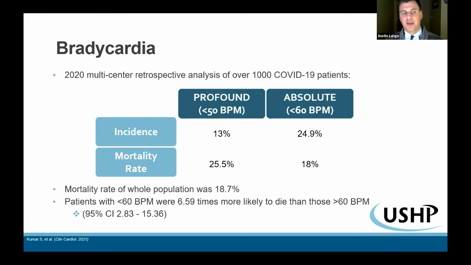But in general, patients who had a heart rate less than 60 were about 7 times more likely to die than those who had a heart rate greater than 60. And this just speaks to the heart's ability to pump and perfuse the vital organs we have in our body. So if a patient is bradycardic persistently, it's important that we try to address that, as they have an increased risk of dying, as it says here, 7 times more likely.